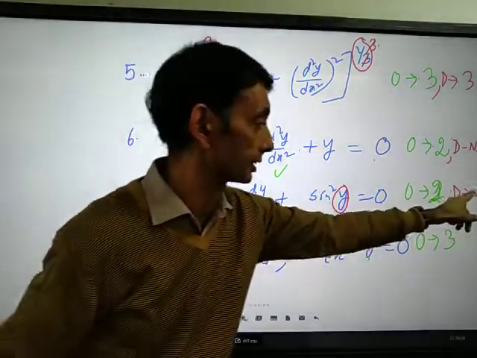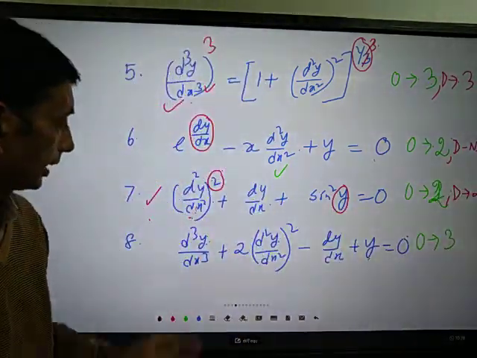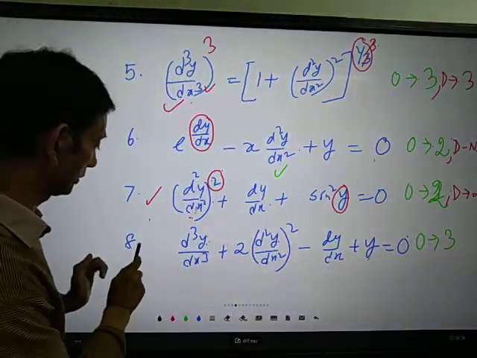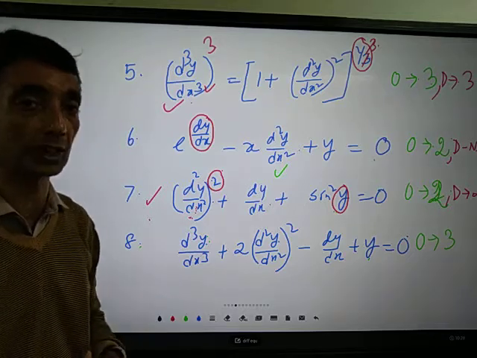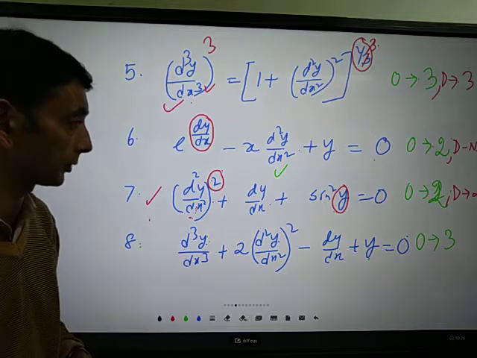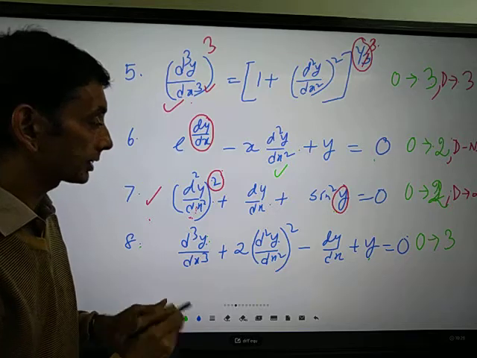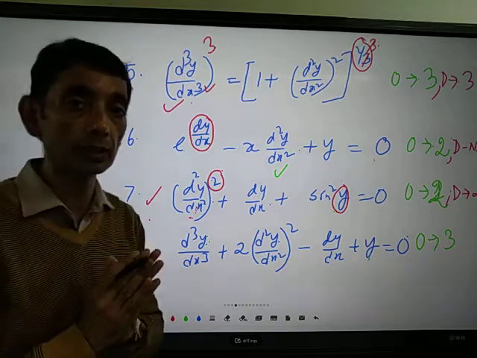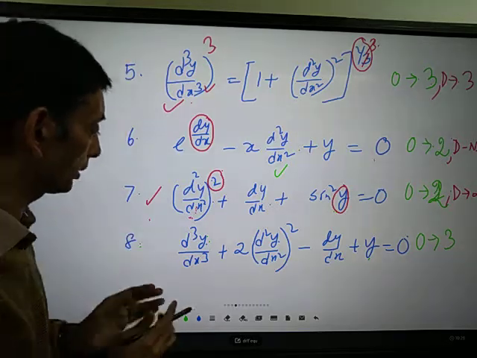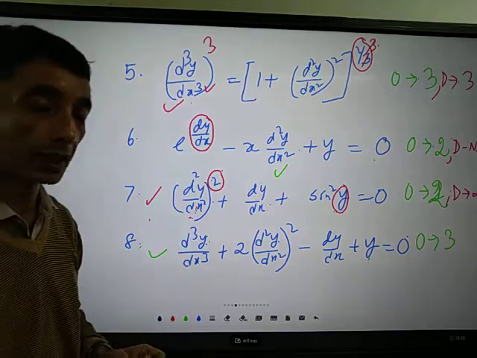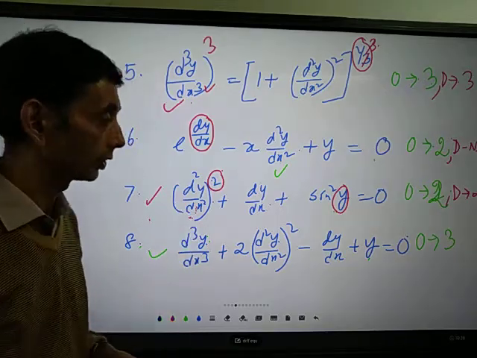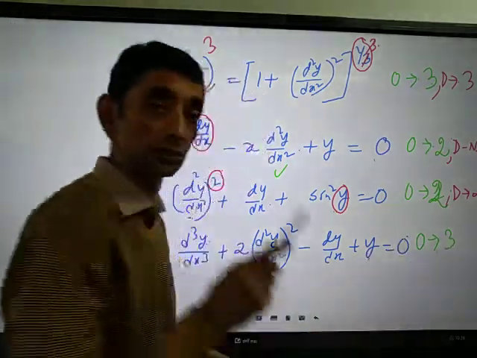So degree we can just write as 2. Okay, now coming to the last differential equation, let us see whether it is a polynomial in dy by dx. So clearly it's a polynomial in dy by dx.